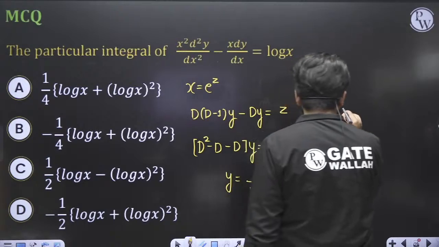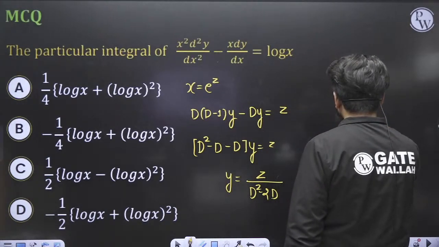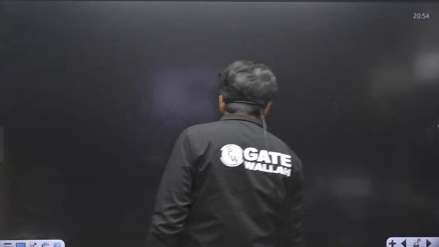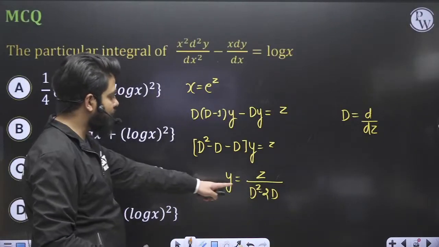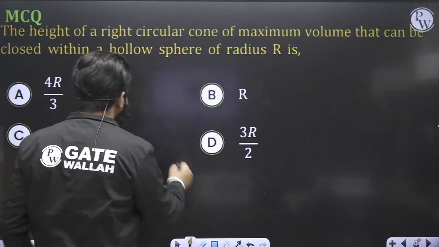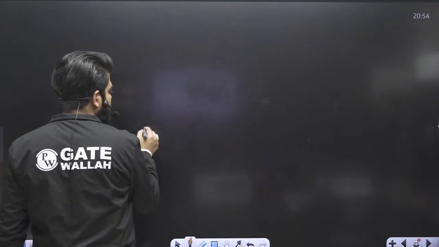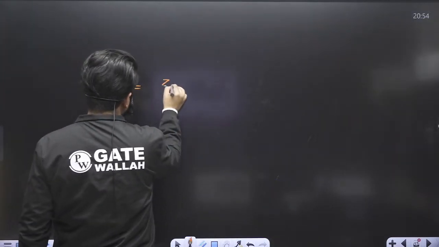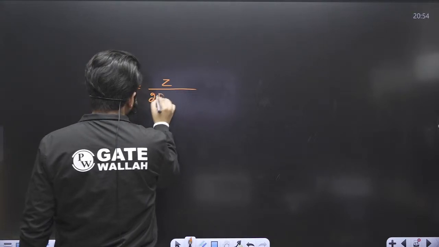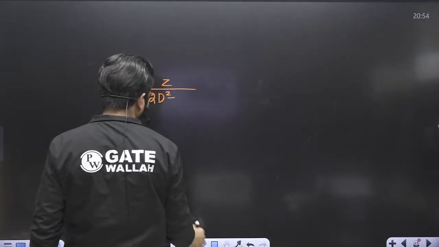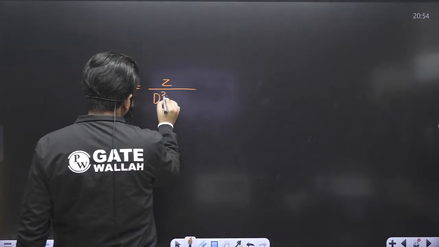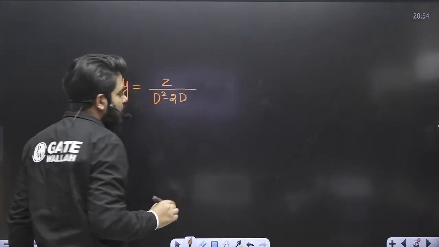What is the value of D here? D becomes d by dz. Perfect. Now how to solve this question? You have to divide this expression. So y is equal to z upon D square minus 2D. I have already told you.